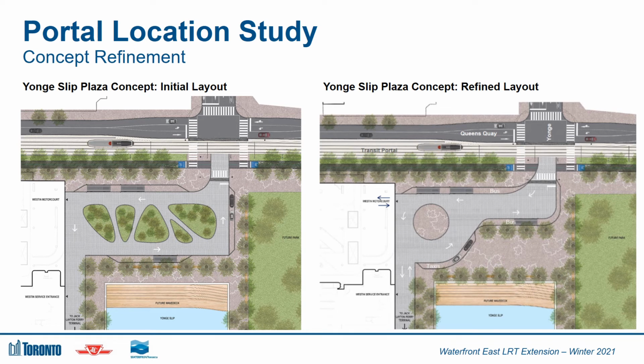As we have been discussing this concept with stakeholders, the plan has been evolving. The plan on the left is the initial concept, which is illustrated in the renderings on the 2 previous slides. The plan on the right shows the latest iteration, which would reduce the overall footprint of the driveway and increase the amount of space available for pedestrians on the slip.